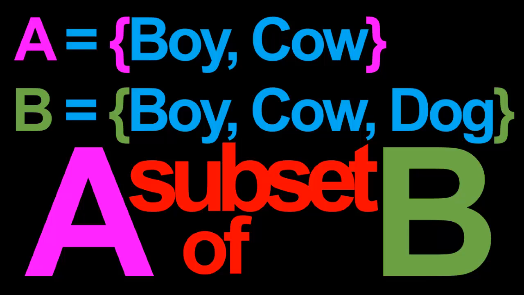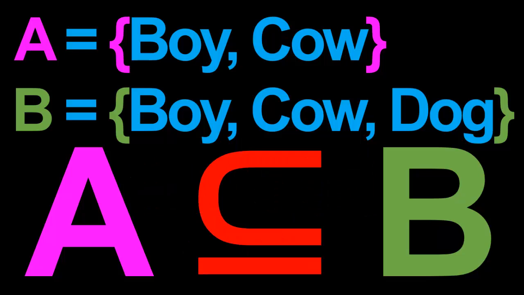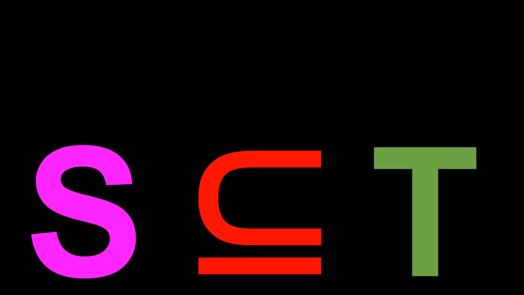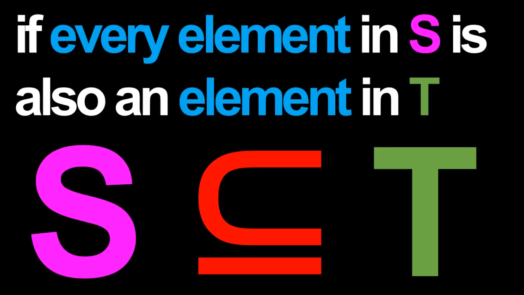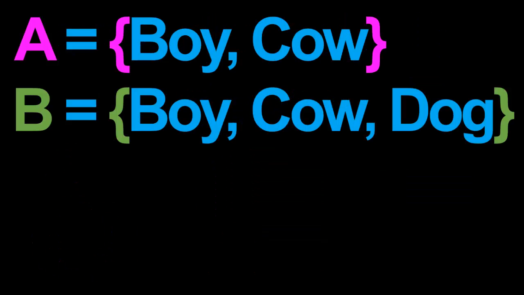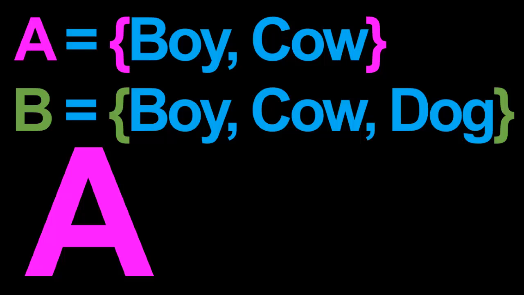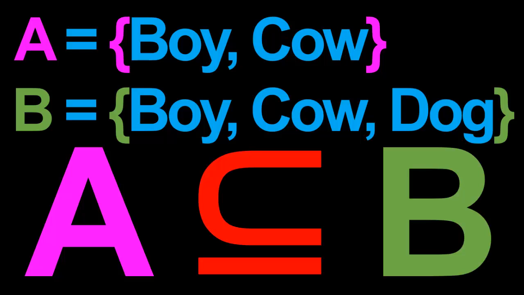Just like we have a special symbol to stand for the English words "is in," we also have a special symbol to stand for the English words "subset of." It looks like this. Now for a more precise definition of subset of, given two sets S and T, we say that S is a subset of the set T if every element in S is also an element in T. Returning to our example of the sets A and B, we see that the set A is indeed a subset of the set B because each element in A is indeed an element of B.